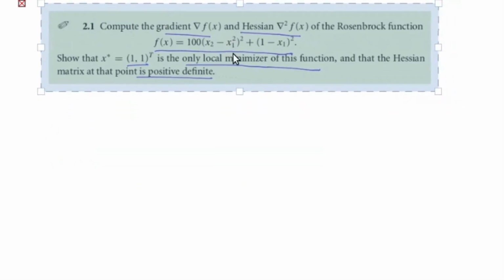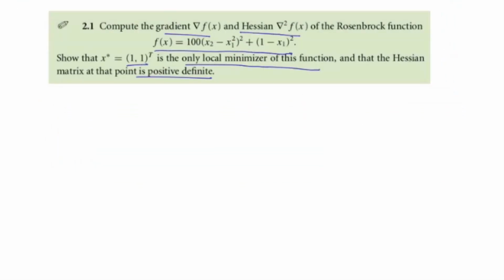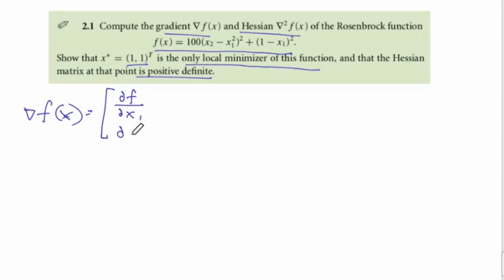So now, firstly, what we want to do is find the gradient and Hessian of the function. For the gradient of the function, it's a vector with two elements. First is df/dx1, then the second one is df/dx2. We derive for s1 and s2.